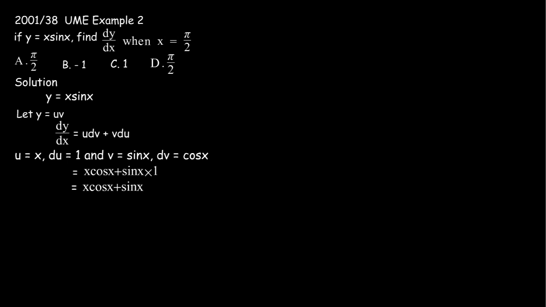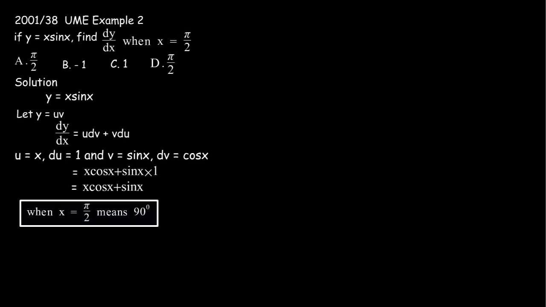At this point, we are going to substitute x equal to pi over 2 in our equation. And we know that pi over 2 in degrees is 90 degrees. Substituting in our equation, it will be equal to pi over 2 cos 90 degrees plus sin 90 degrees. Cos 90 degrees equals 0 and sin 90 degrees equals 1. This makes our equation equal to pi over 2 times 0 plus 1. Pi over 2 times 0 gives us 0, so we are just left with 1, and our correct option is C.